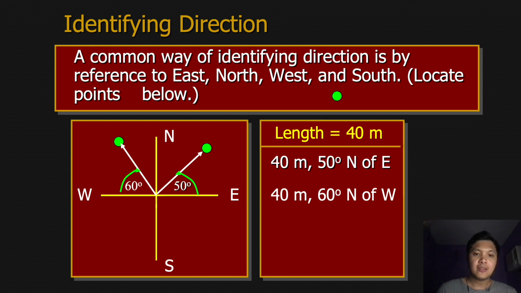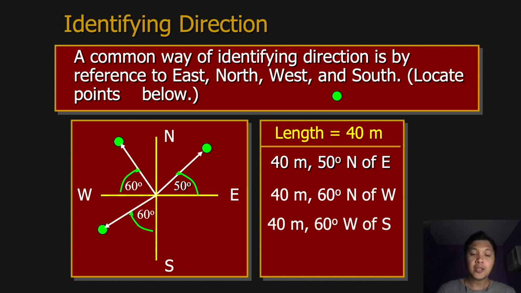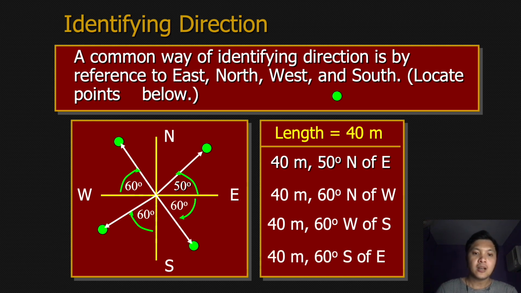On the other hand, this vector is now 40 meters 60 degrees north of west. The third one is 40 meters, but this time, since it's measured with respect to the negative y-axis, it's 60 degrees west of north. And this one, number 4, is 40 meters 60 degrees south of east.